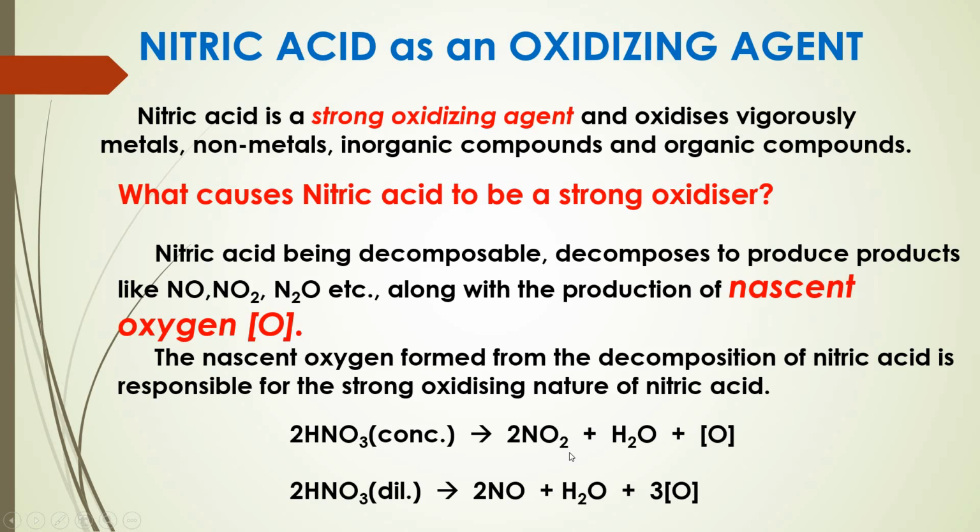So here you have to remember two things. One, when we use concentrated nitric acid, we get nitrogen dioxide gas. And when we use dilute nitric acid, we get nitric oxide gas. So these two gases are important, and we get nascent oxygen as well in both cases, which is responsible for the oxidizing nature of nitric acid.